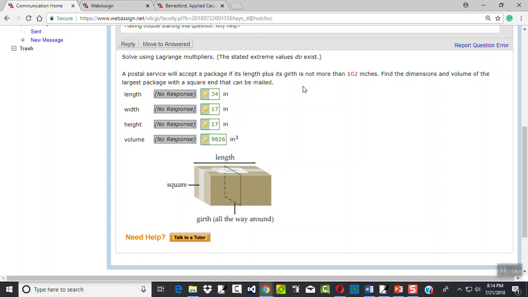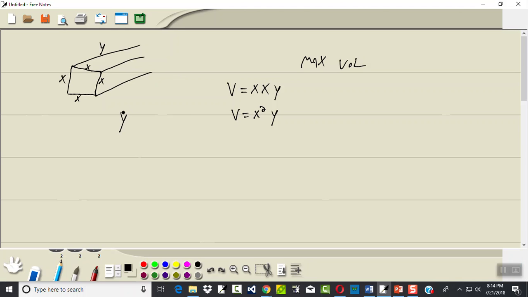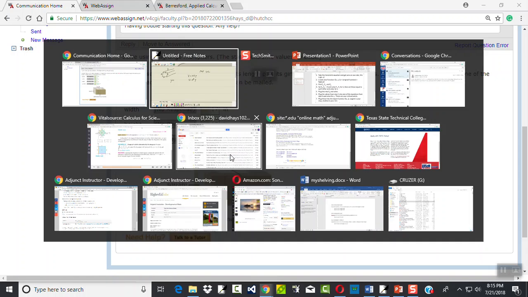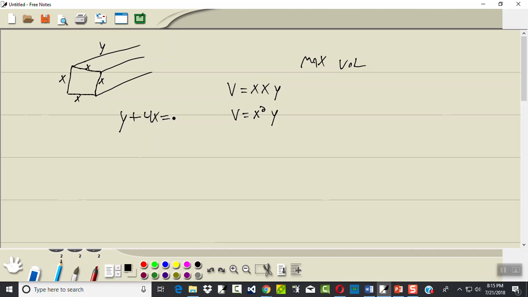And it says the largest package, if its length plus its girth is not more than 102 inches. So length, which is y, plus the girth. And they say the girth from this picture is all the way around. So if this side's x, this side's x, x plus x plus x plus x is 4x. And that's going to equal 102. I set it equal to 102 because it can't be greater than 102. So 102 is our maximum we can work with. So this is our constraint.